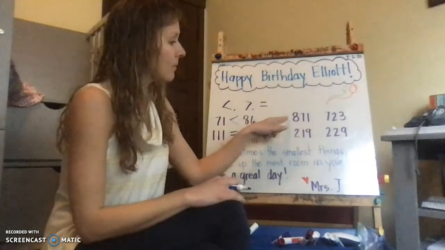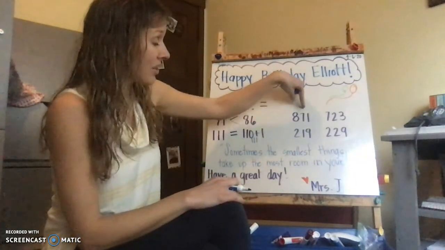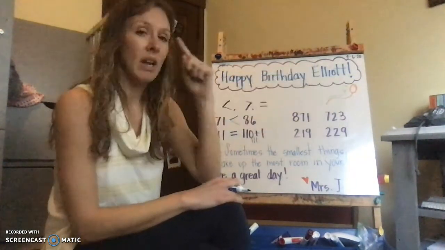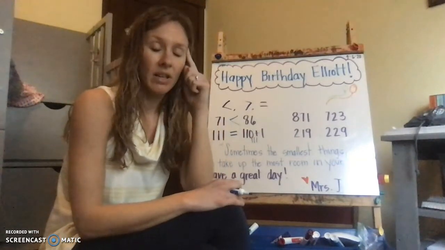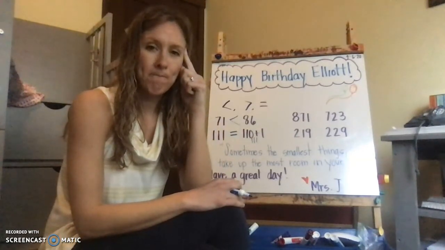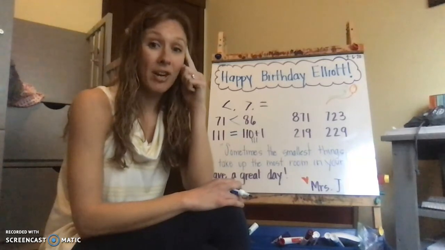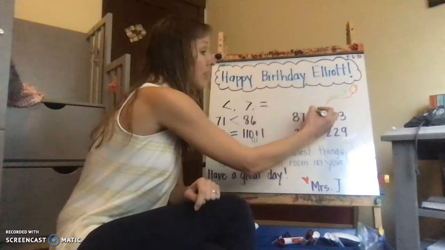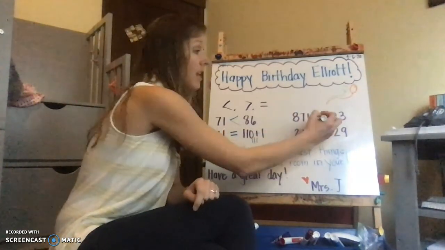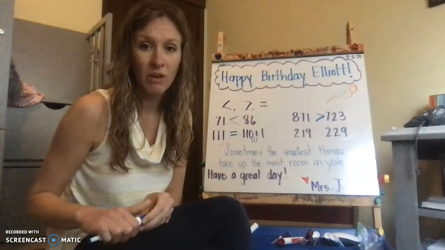Now, let's look at this one. This one is 871 and 723. I want you to think in your head for a second. Think about what it would be. And I bet you're going to match me. I bet you're going to say that 871 is greater than 723.